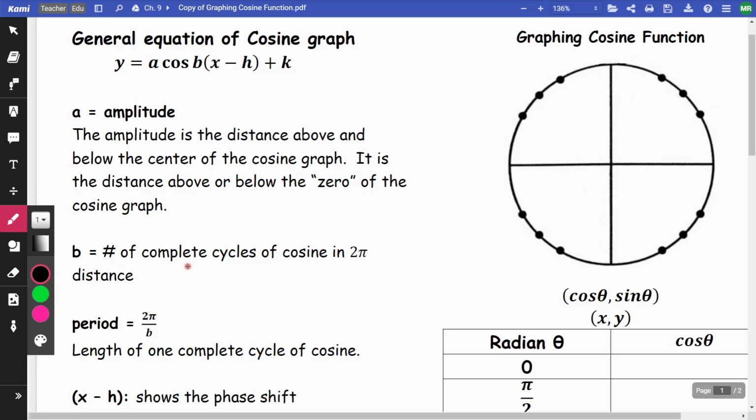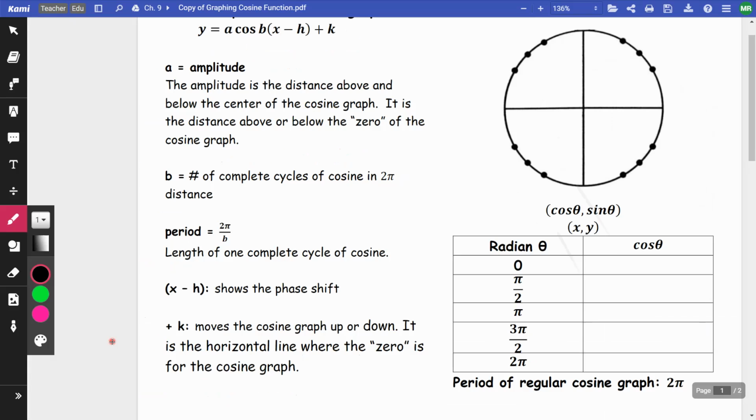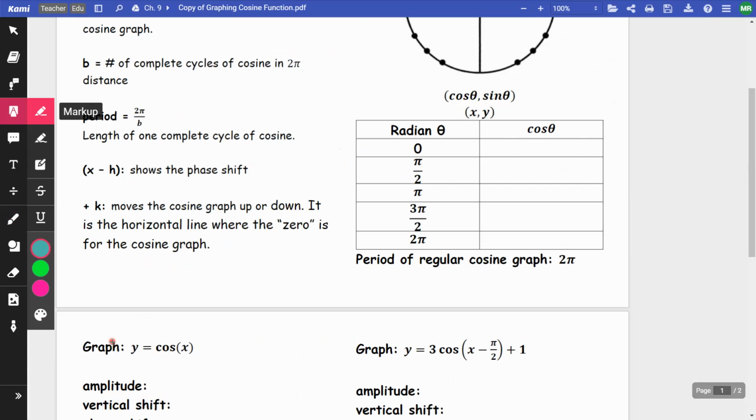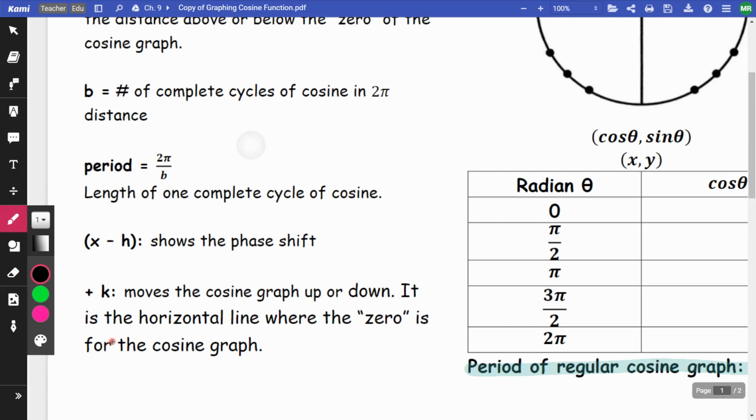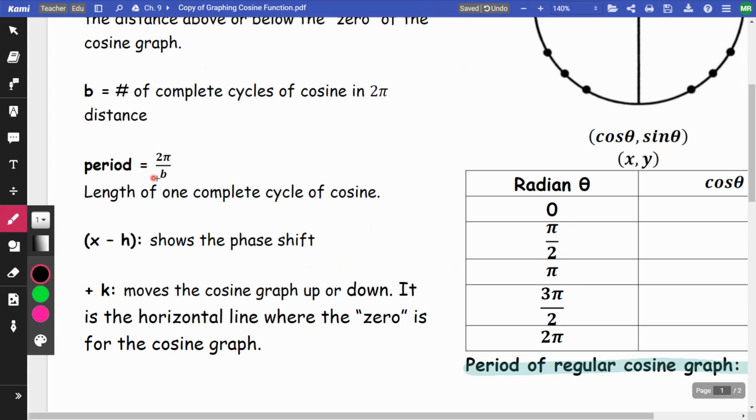The B is the number of complete cycles of a cosine in 2 pi distance. So a normal period, as I state over here, is equal to 2 pi. But when you have it adjusted, it's going to be 2 pi divided by B, divided by how many cycles you have in 2 pi distance. The X minus H is going to be showing us the phase shift left or right. The plus K is going to be showing us our vertical shift, or up or down.